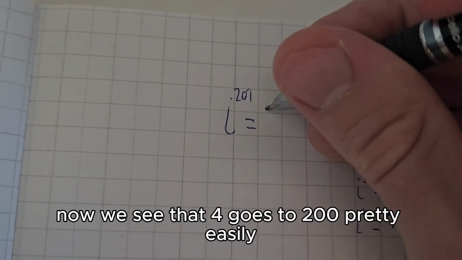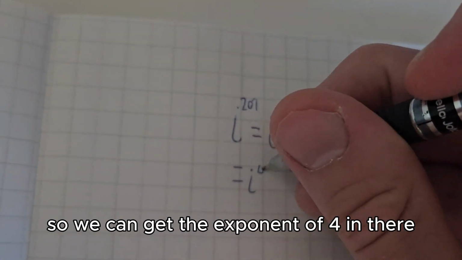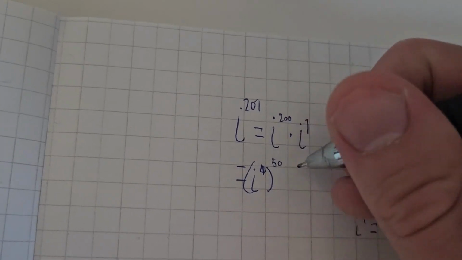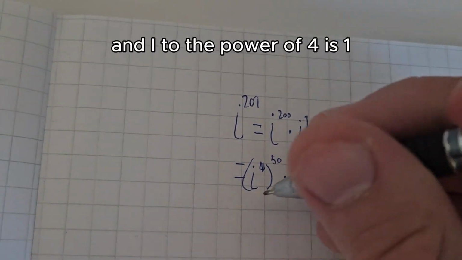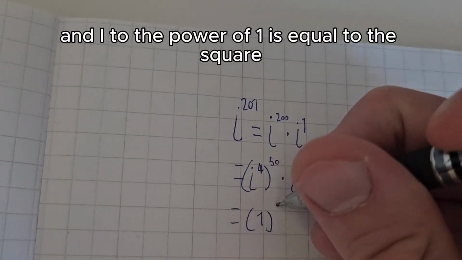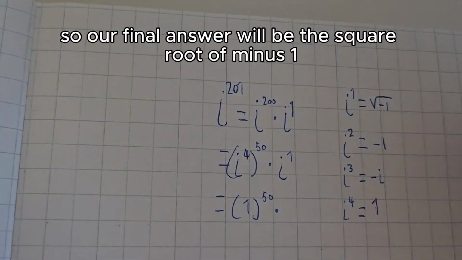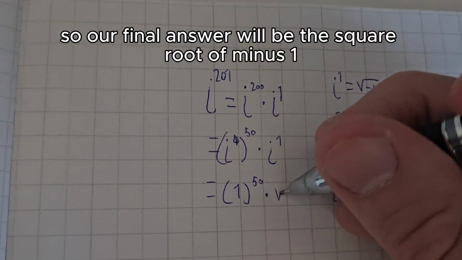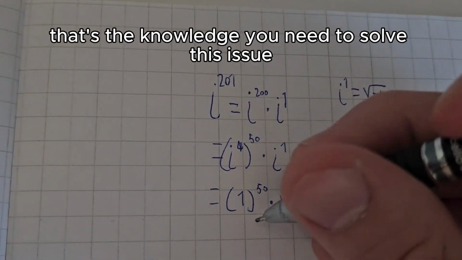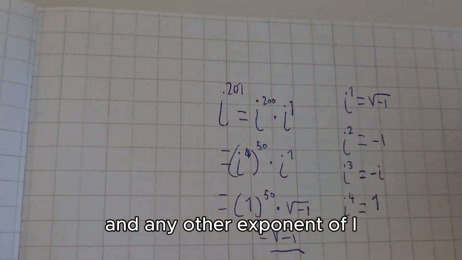Now we see that 4 goes into 200 pretty easily, so we can get the exponent of 4 in there. And i to the power of 4 is 1, and i to the power of 1 is equal to the square root of minus 1. So our final answer will be the square root of minus 1. That's the knowledge you need to solve this issue and any other exponent of i.